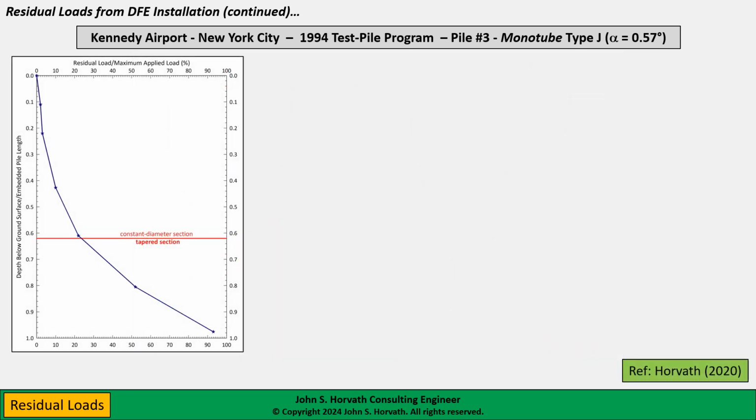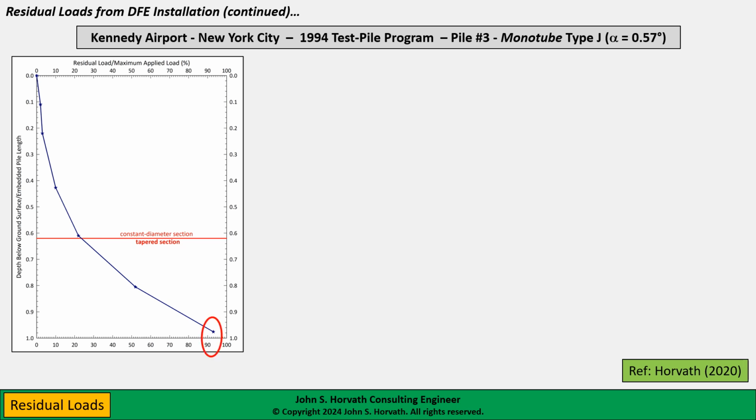So what you see in this graphic is as a function of depth, and I've non-dimensionalized the depth by simply dividing the actual depth by the total length of the pile. And this is the transition between constant diameter and tapered sections. And what I'm showing you here is the residual load that was estimated after installation divided by the maximum applied load at that level at the end of the test, expressed as a percent.